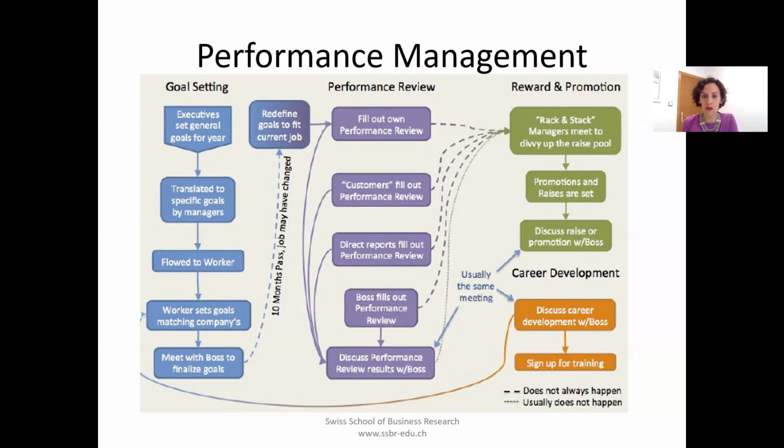Then, based on all of these results, there will be a reward and promotion scheme put in place for that person. Now, there may be promotions and raises, or there may be no promotions and raises due to a number of variables. And then, of course, there will be opportunities for career development, as I explained before. And usually the raise, promotions, career development, etc., happen at the same meeting as the performance review with the manager at the end of the year.